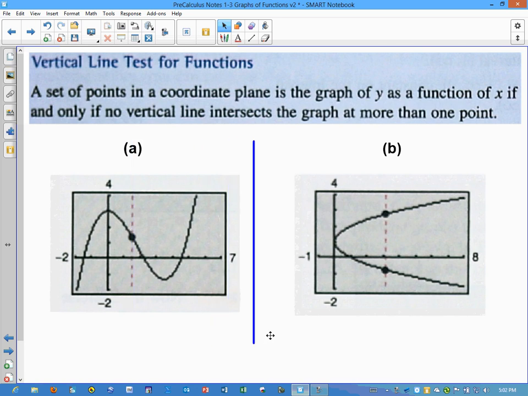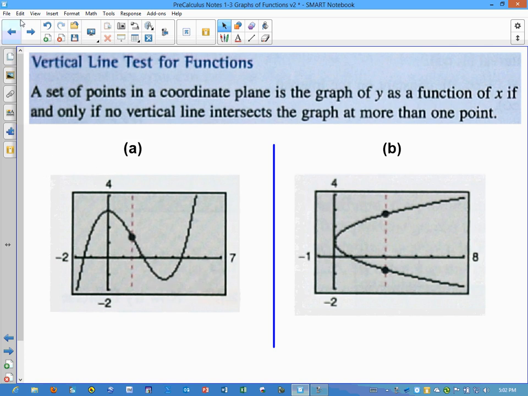Now, for contrast, if we look at graph B, as I sweep this across, and let's take this point as our example, this vertical line touches our graph in two different places. So for that x value, we have two different y values, and that makes it not a function. So vertical line test, sweep it through, it should only touch your graph in only one place, no matter where you put that vertical line.